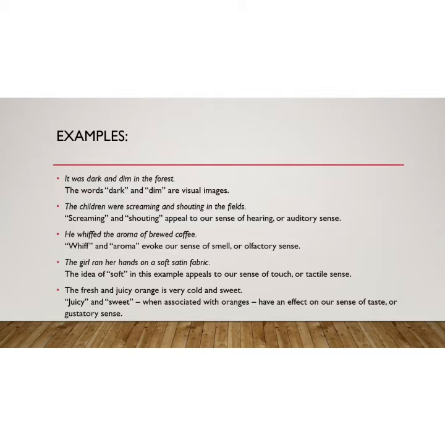Let's see some examples so we can see which are the keywords and which is the sense that is going to be related to those sentences and keywords. The first one: it was dark and dim in the forest. The words dark and dim are visual images, of course. Number 2: the children were screaming and shouting in the fields. Those two words, screaming and shouting, are related to our sense of hearing.